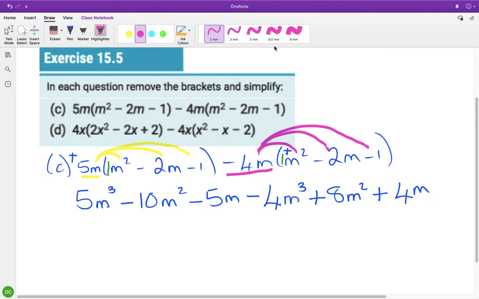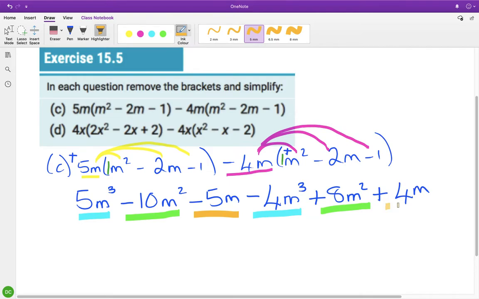Okay, so now we're looking at the same families. So we have an m cubed, and we have another m cubed, so they're the same family. We have an m squared and another m squared, so they're the same family. And then we have an m and an m, so they're the same family. So there were a few questions about the families. So the way you identify the families is only about the letter. Okay, so whether it is a plus or a minus or anything like that, it makes no difference. You're looking at the letter.